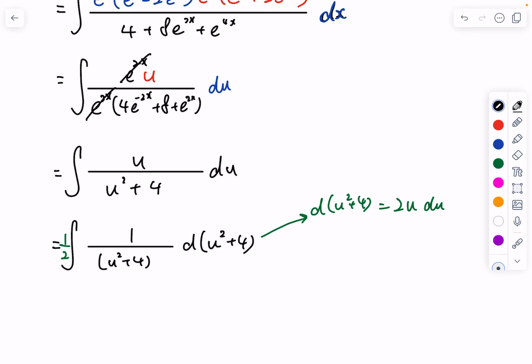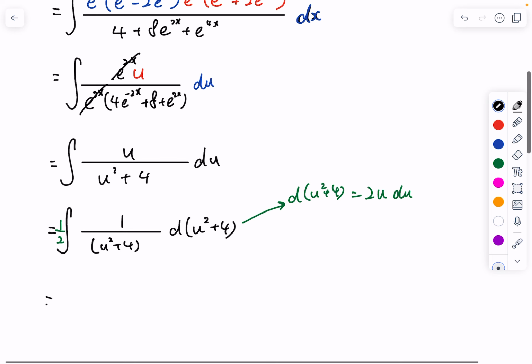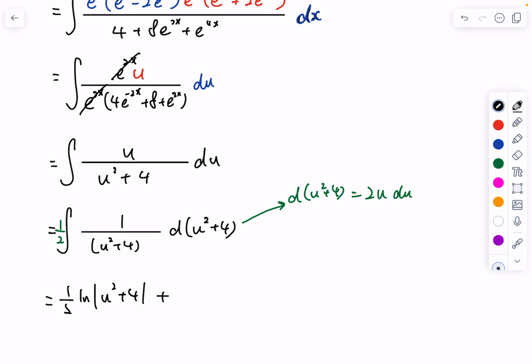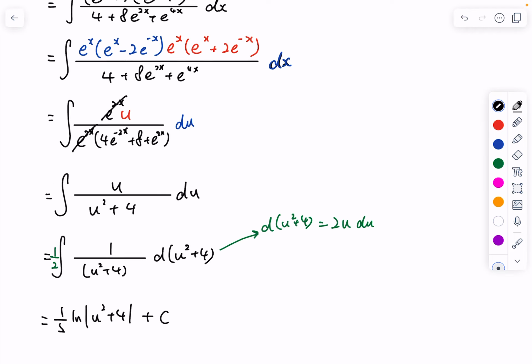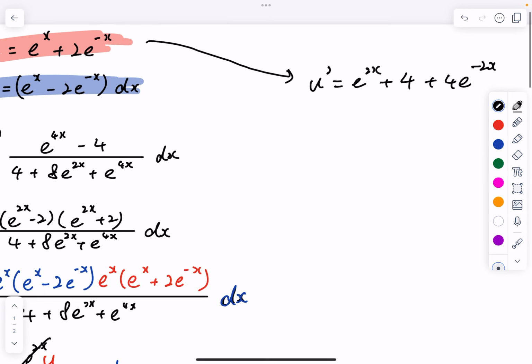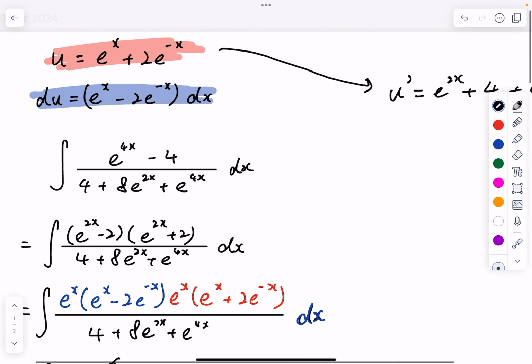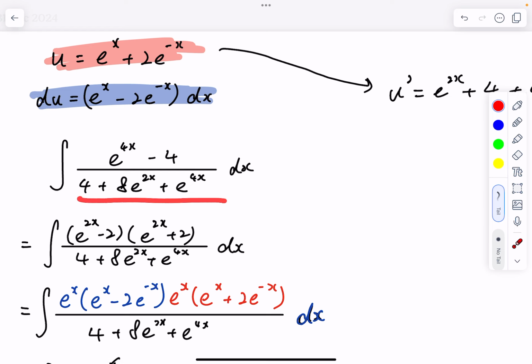Okay, now the final part. If it happens this way, then we are going to have 1 over 2 ln of the absolute value of u squared plus 4, plus c. This is just a simple one. And finally, we replace the u squared plus 4. Let's go back. The u squared plus 4 is our denominator, right?